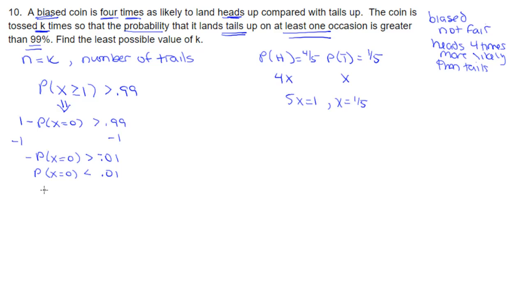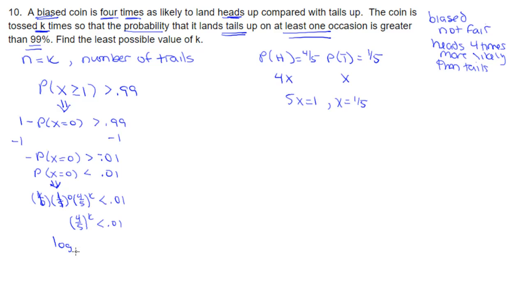Now, to find the probability of x equals 0, I'm going to do the combination. Now, I don't know n. It's called k. So we're going to say k choose 0. And the probability of success is going to be 1/5. So that's 1/5 to the 0 power times 4/5 to the k power. And that has to be less than 0.01. Now, k choose 0 and 1/5 to the 0 are both equal to 1. So really, we just have (4/5)^k is less than 0.01.